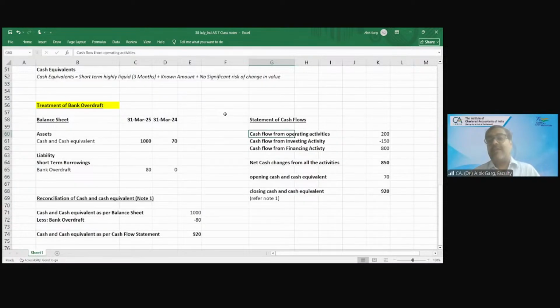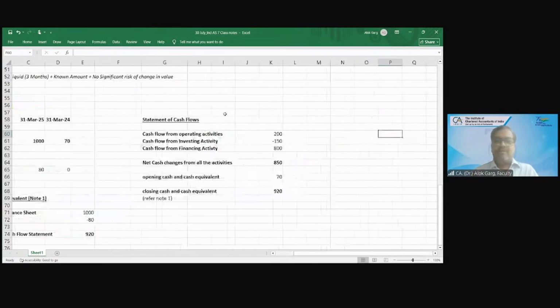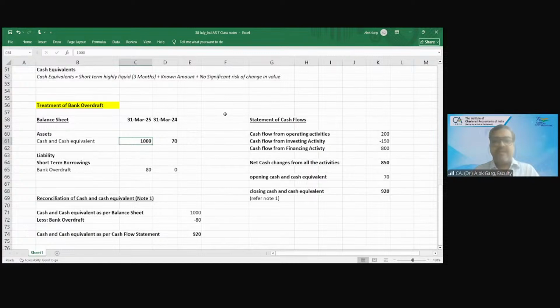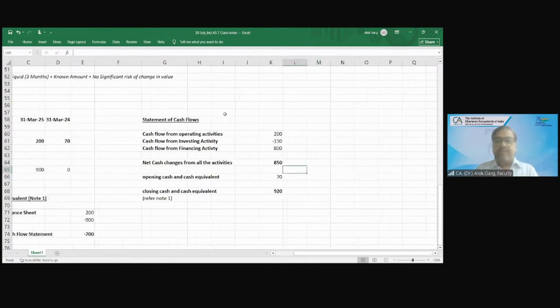But in your cash flow statement, what will be your cash and cash equivalent? It will be negative 5,000. So let me show you. For example, let's say 200 is your cash and cash equivalent, and 900 is your bank overdraft. So let me change the numbers here also. So what is your negative 700 now?